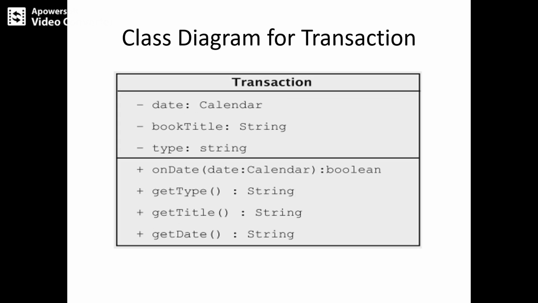The next is the class diagram for Transaction. We know that for a transaction, the customer or user needs a duration, how many days. So the main class is named Transaction, and the main thing here is that we need to take book and date, because we need to know how many days the transaction is required and which book title. So that is the main thing we need to take in this class diagram. Here a date is a Calendar, the book title's return type is String, and the other type of this transaction is also String. On date is required, boolean, get type, get title and get date.